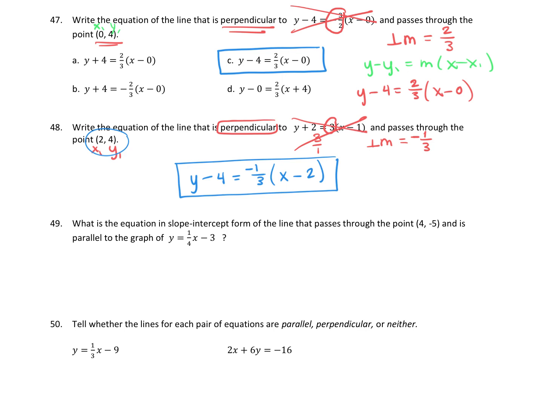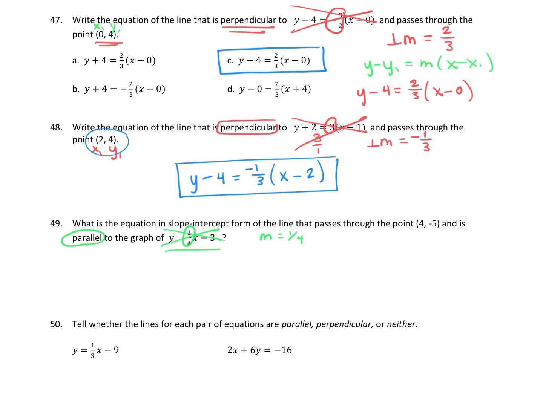All right, number 49. What is the equation in slope-intercept form? Slope-intercept form is y equals mx plus b of the line that passes through the point 4, negative 5 and is parallel, there's a key word, to the graph of y equals 1/4 x minus 3. So we need to be parallel to this line. Parallel lines will have the same slope. The slope of this line they gave us is this 1/4, that is slope-intercept form. So we're going to use a slope of 1/4, the same slope so that we're parallel.